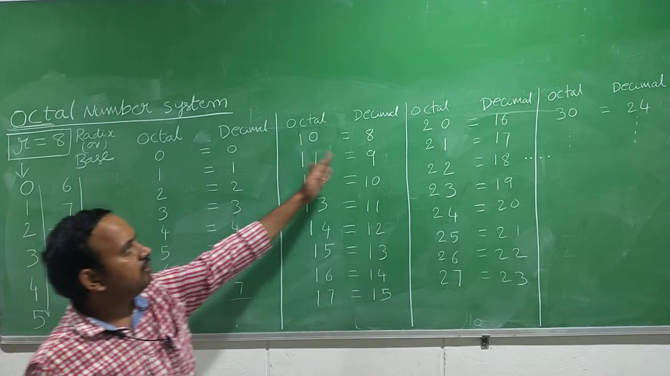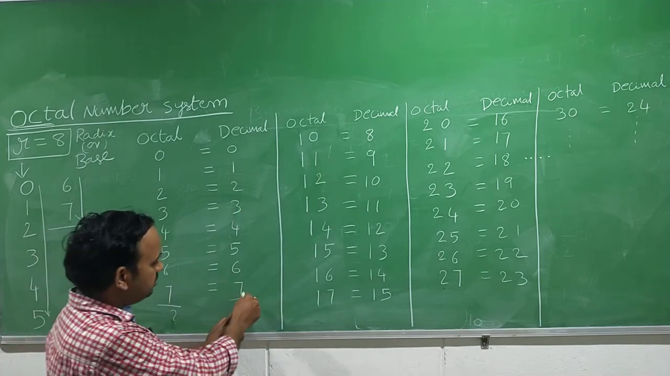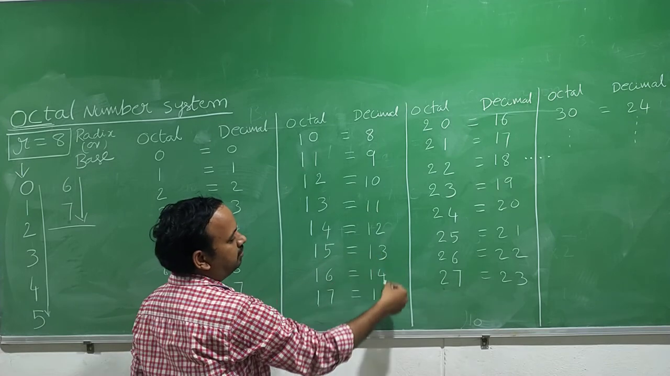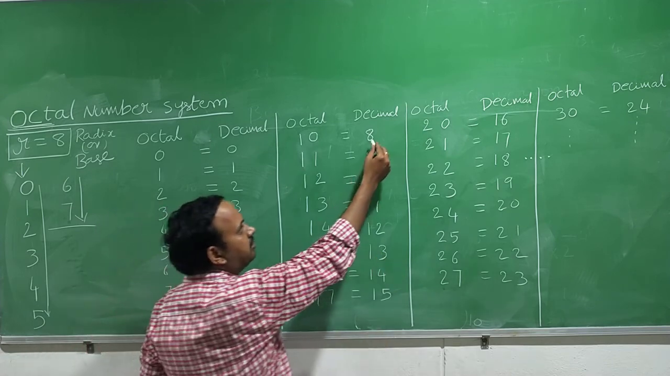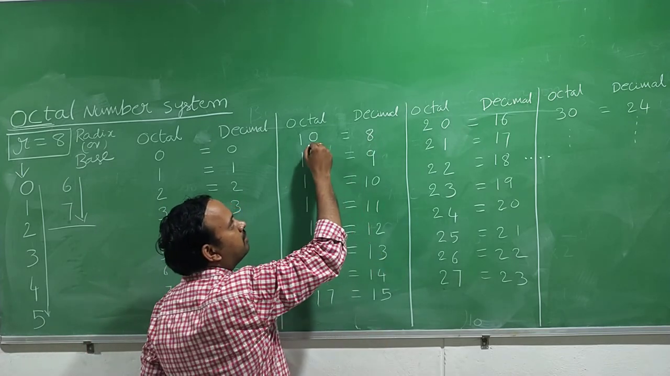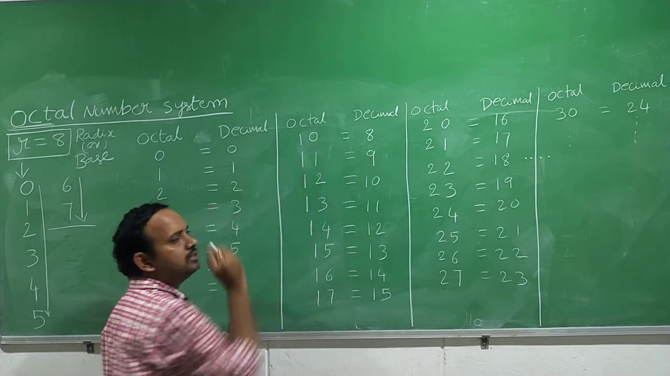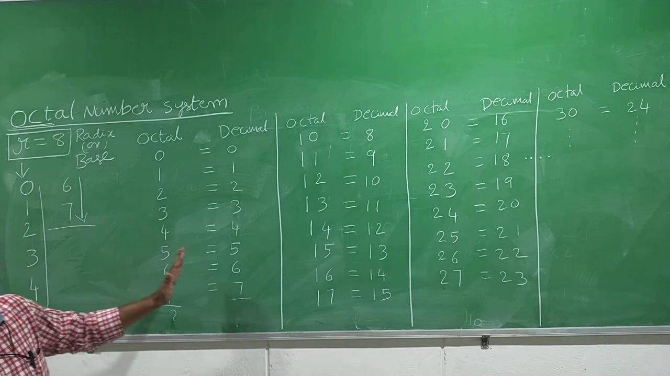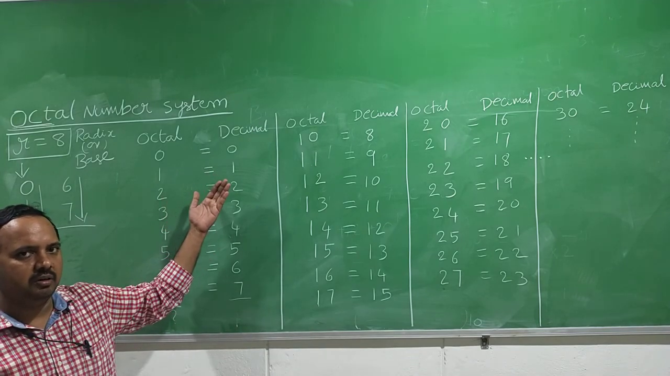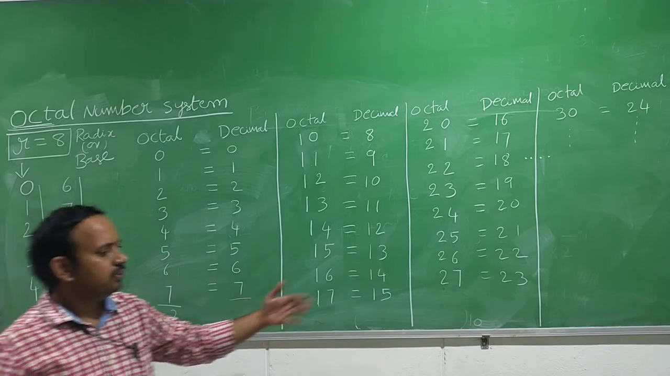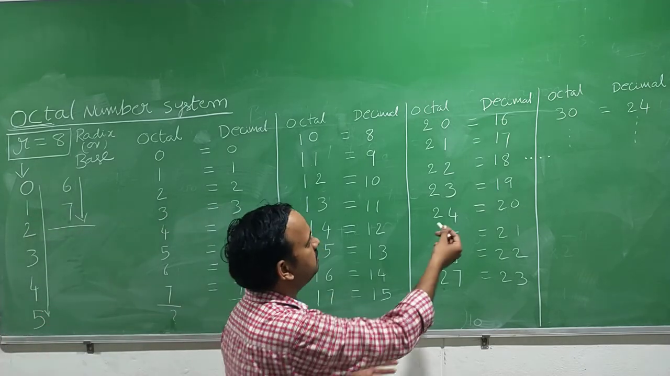What is the equivalent decimal number? The decimal number system will go on, right? 8, 9, 10, 11, 12, 13, 14. So decimal 8 means octal 10. Decimal 9 means octal 11. The same procedure we followed in the decimal and binary number systems, we are following here.